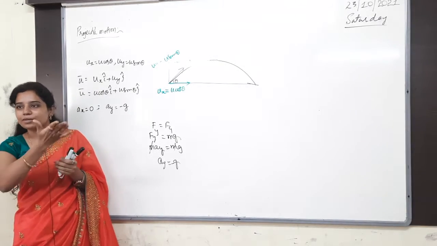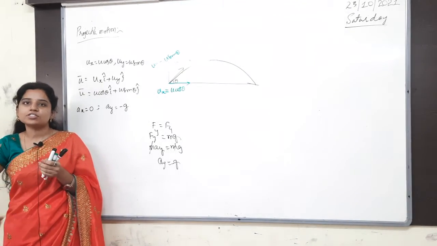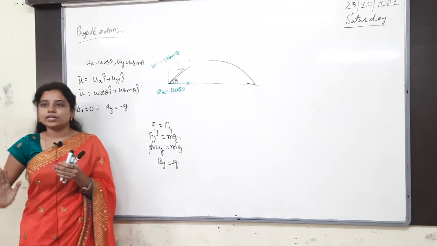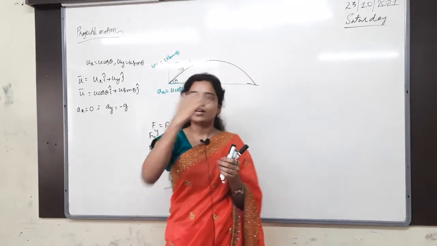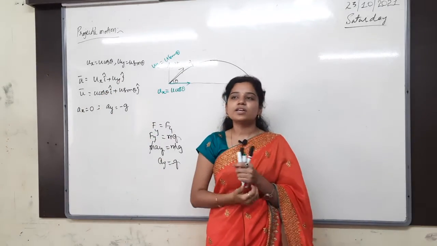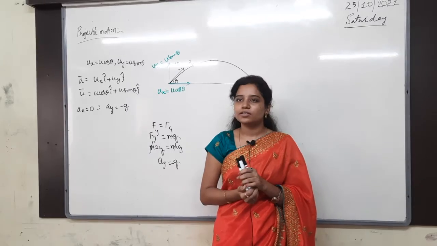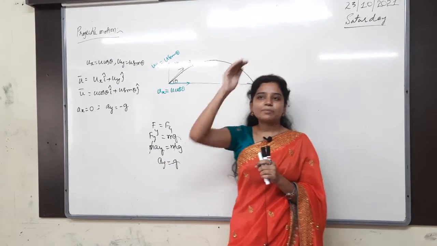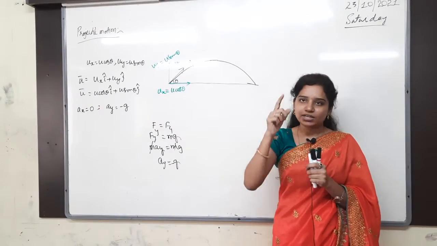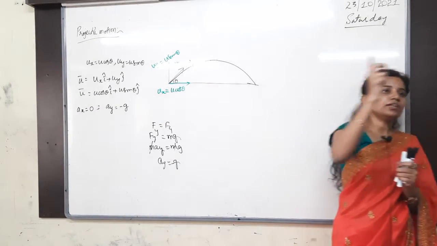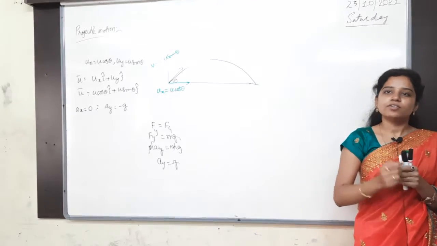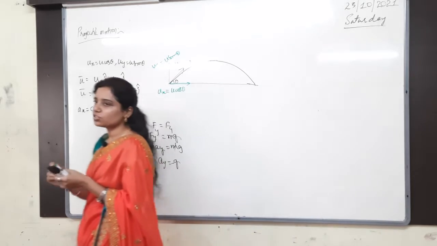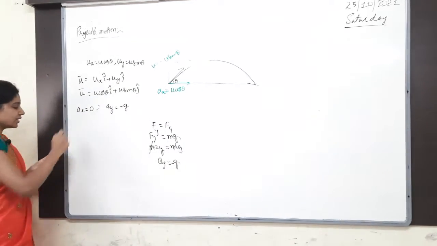I am just throwing with some angle and some initial velocity, so it travels in a parabolic path. While going in the upward direction, from here to here, the velocity is decreasing. Which velocity is decreasing, vertical velocity or horizontal velocity? Vertical velocity. At maximum height, which velocity becomes 0? Vertical velocity only. While coming in the downward direction, which velocity increases? Vertical velocity only. Why? Because Ax is equal to 0, meaning the horizontal acceleration is 0.